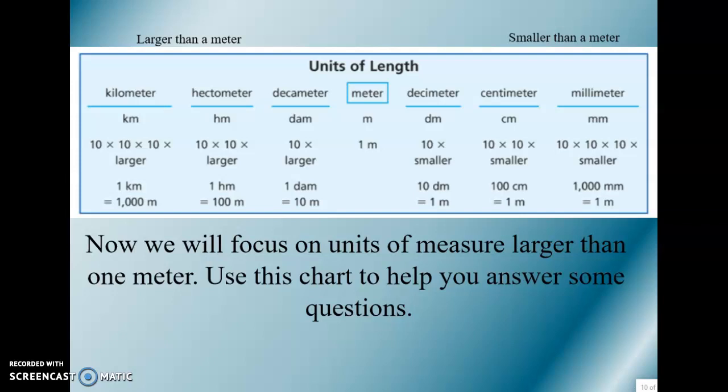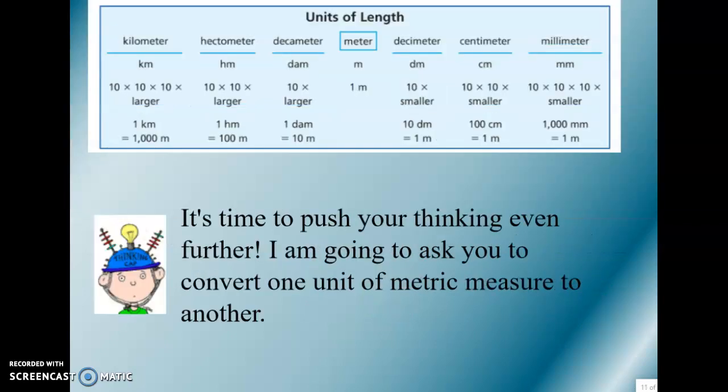So those are our larger units of measure with meters. 10 meter sticks is a decameter, 100 meter sticks is a hectometer, and 1,000 meter sticks, 1,000 meters, is a kilometer. All right, let's go on.